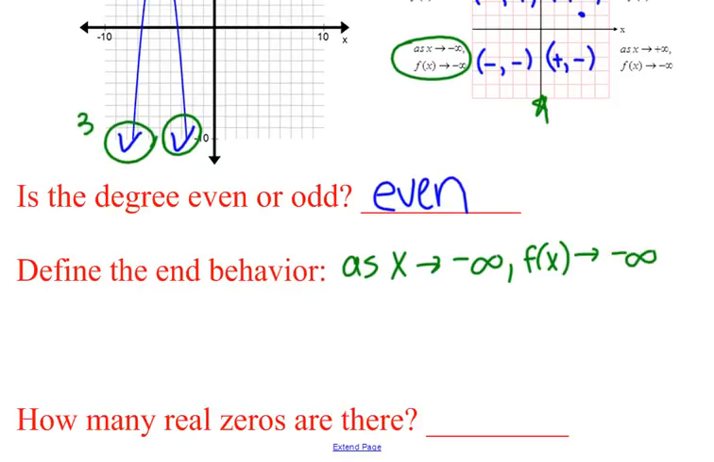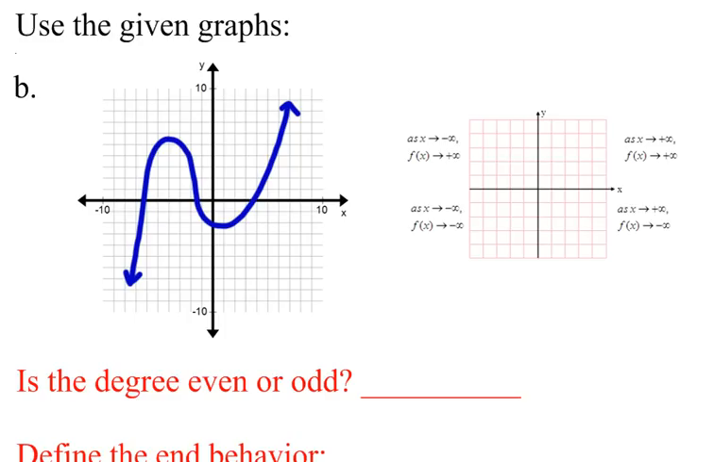And then the last thing it asks me is, how many real zeros are there? So remember, that's another way to ask how many real roots or how many real solutions. So how many times does this graph cross the x-axis? 1, 2. So there are 2 real zeros. What I'd like you to do right now is pause the video and do what you can with B, C, and D, and then we'll come back and talk about them. So you do B, C, and D quick, and then unpause it, and you can see me show you what we got for an answer.